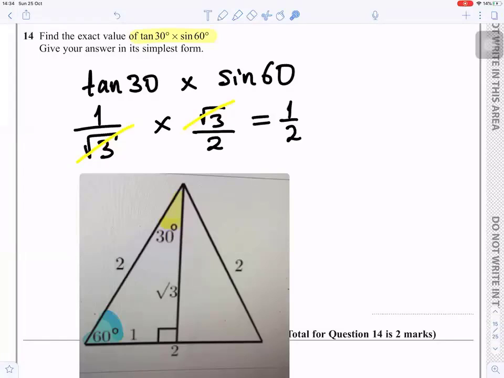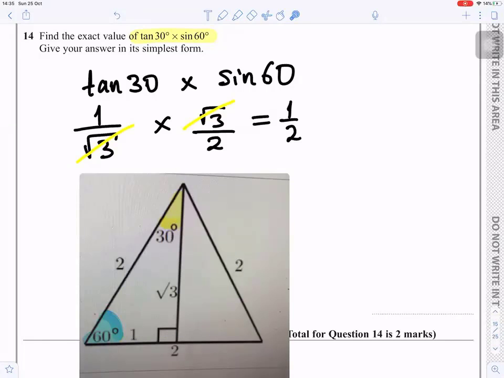Question number 14. Find the exact value of tan 30 degrees times sine 60 degrees. Give your answer in its simplest form. The important thing here is exact value. So you need to memorize how to get the values for tan 30 degrees and sine 60 degrees. And one of the common ways is to use a triangle.